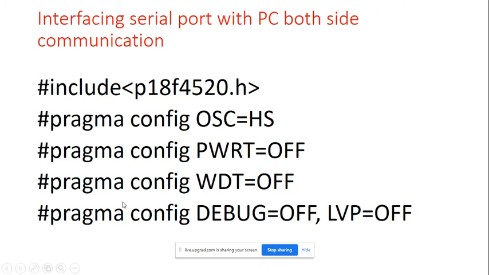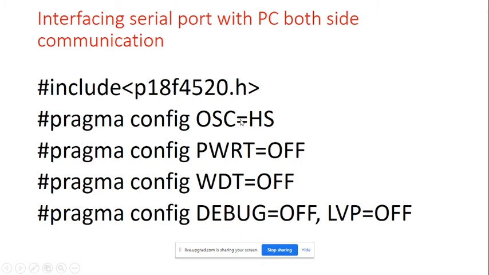Now based on this knowledge, we will write the code. Okay, our problem statement is interfacing the serial port with the PC for two-way communication. We want to transfer data from our PC to the microcontroller, that is the PIC18F4520. For that, the first step is to include the IC header file, that is PIC18F4520.